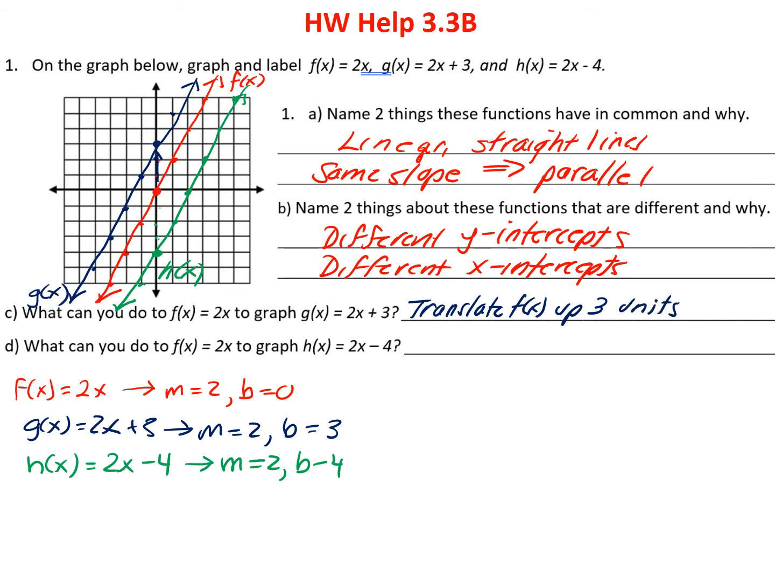Similarly, what can I do to go from f of x to h of x? Notice here I would just go down 4 units. So I would translate f of x down 4 units. Key thing to notice is when they all have the same 2x, 2x, 2x. When I add 3, everything just goes up 3. When I subtract 4, every point goes down 4.